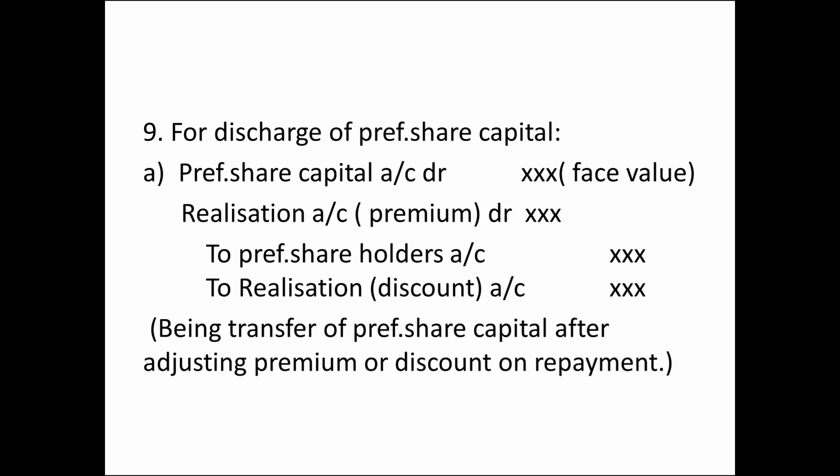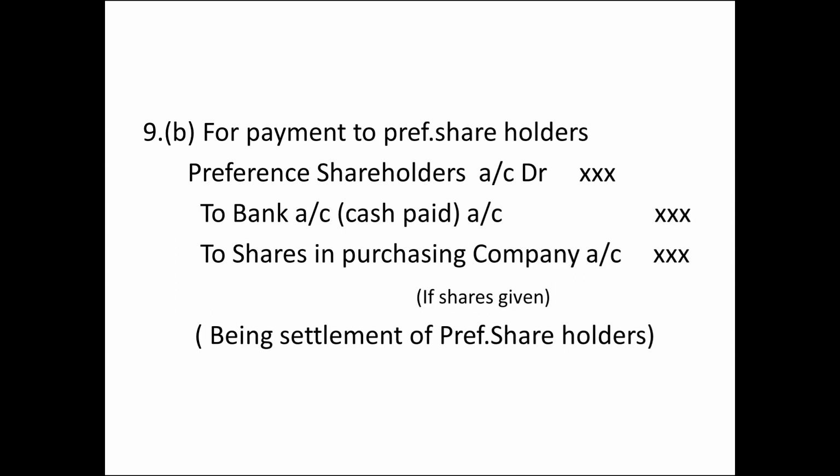So this is not a permanent entry. Depending upon the situation or the happening given in the problem, likewise you have to post the entry. Clear? For that, the entry given as 9A is the due entry. Here only the settlement has been done, right? Here also the preference shareholders may receive cash or shares from the purchasing company. Whatever they are receiving, accordingly the entry will be posted.